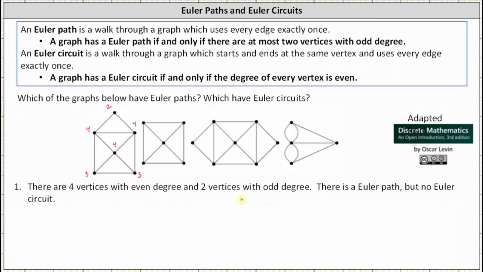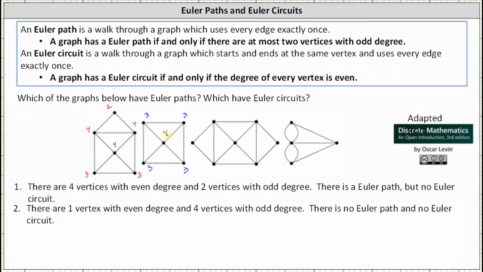Looking at the next graph, we have degree 3, degree 3, degree 4, degree 3, and degree 3. One vertex has an even degree, 4 vertices have an odd degree. Because more than 2 vertices have an odd degree, the graph does not have an Euler path and also does not have an Euler circuit. Whenever a graph doesn't have an Euler path, it will never have an Euler circuit.